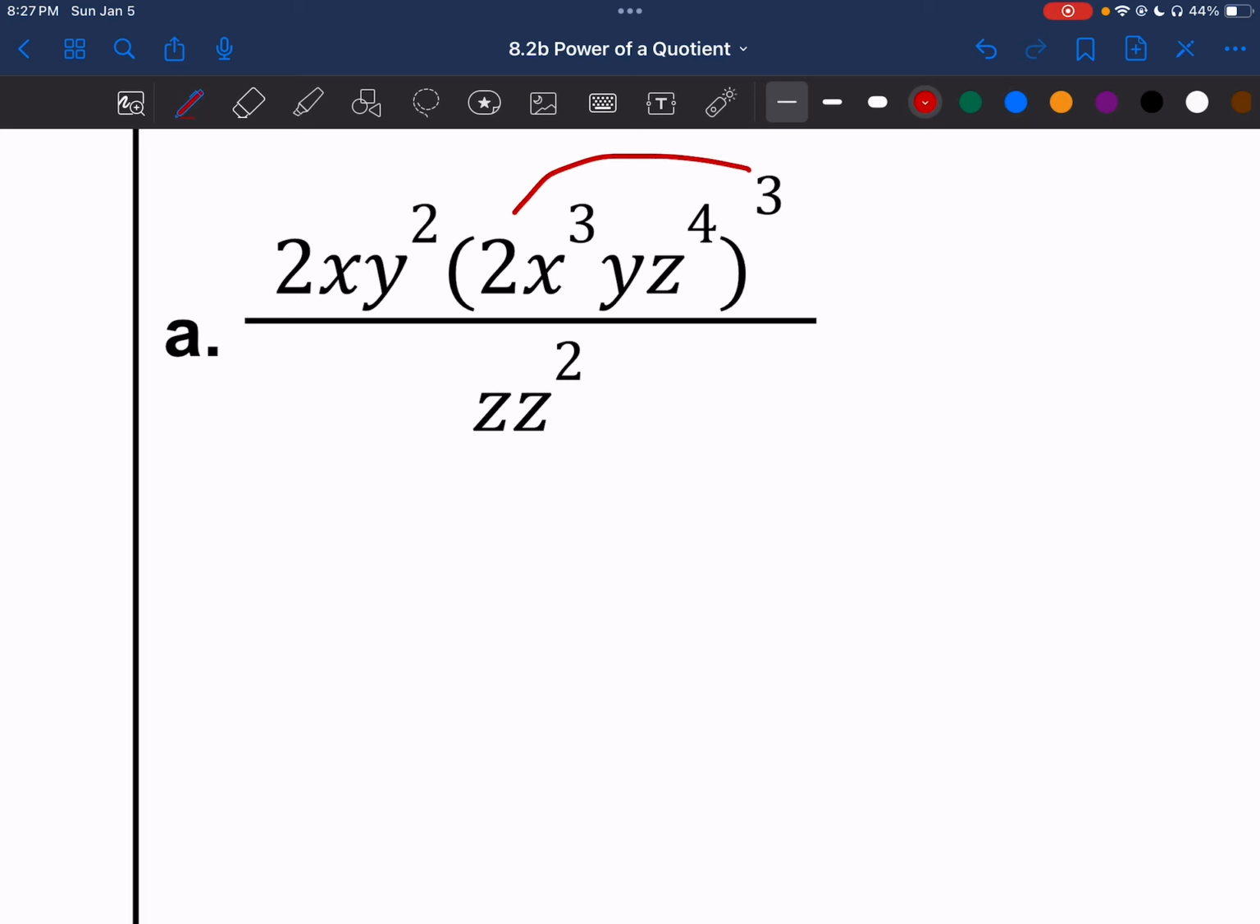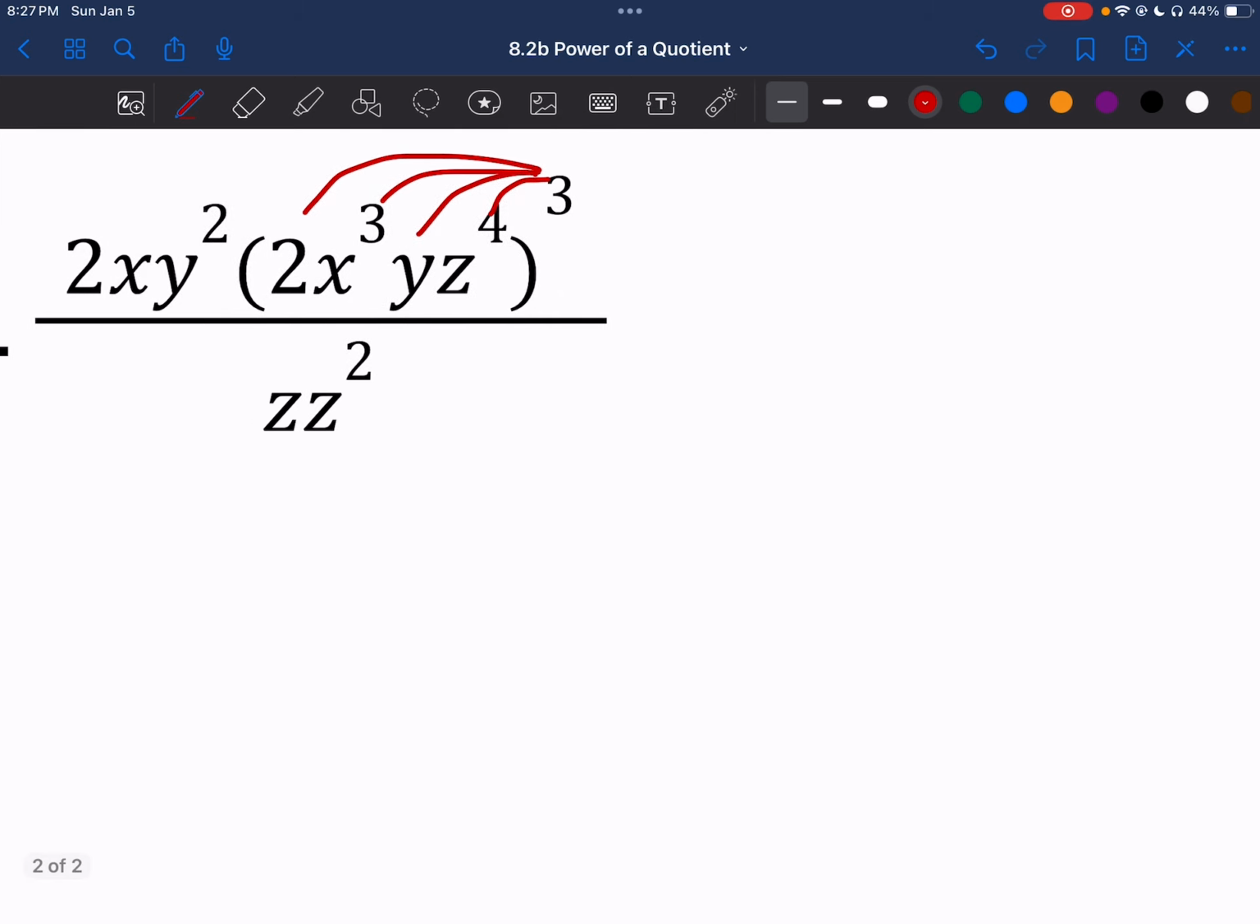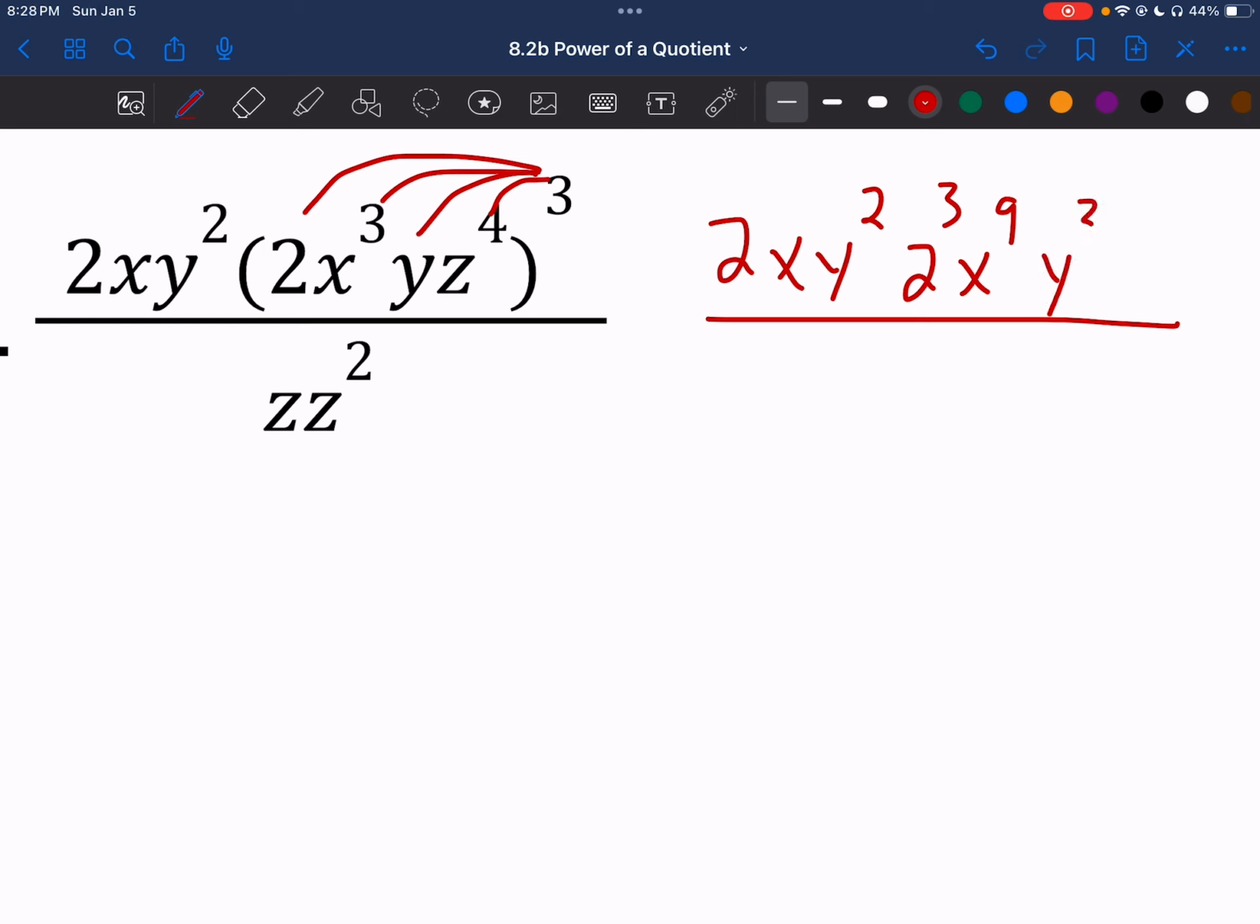We've got the 3 being applied to everything in the parentheses. So everything on the outside, we're going to remain the same. So we have 2xy squared. Okay, and then we've got a 2 to the 3rd power. We have an x to the 9th power. We have a y to the 3rd power, and we have a z to the 12th power. And down below, we had z times z squared. Well, let's just combine that right away as z to the 3rd power.